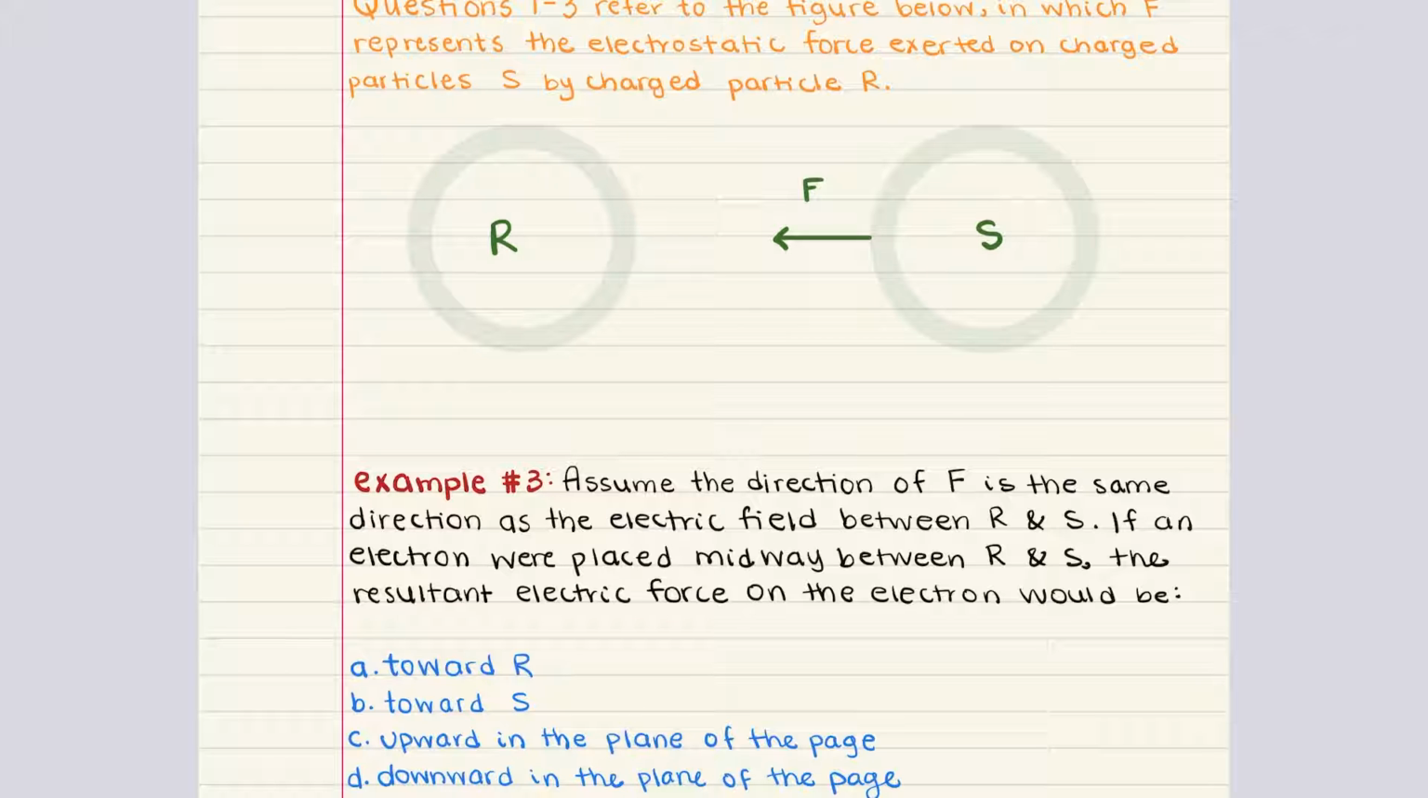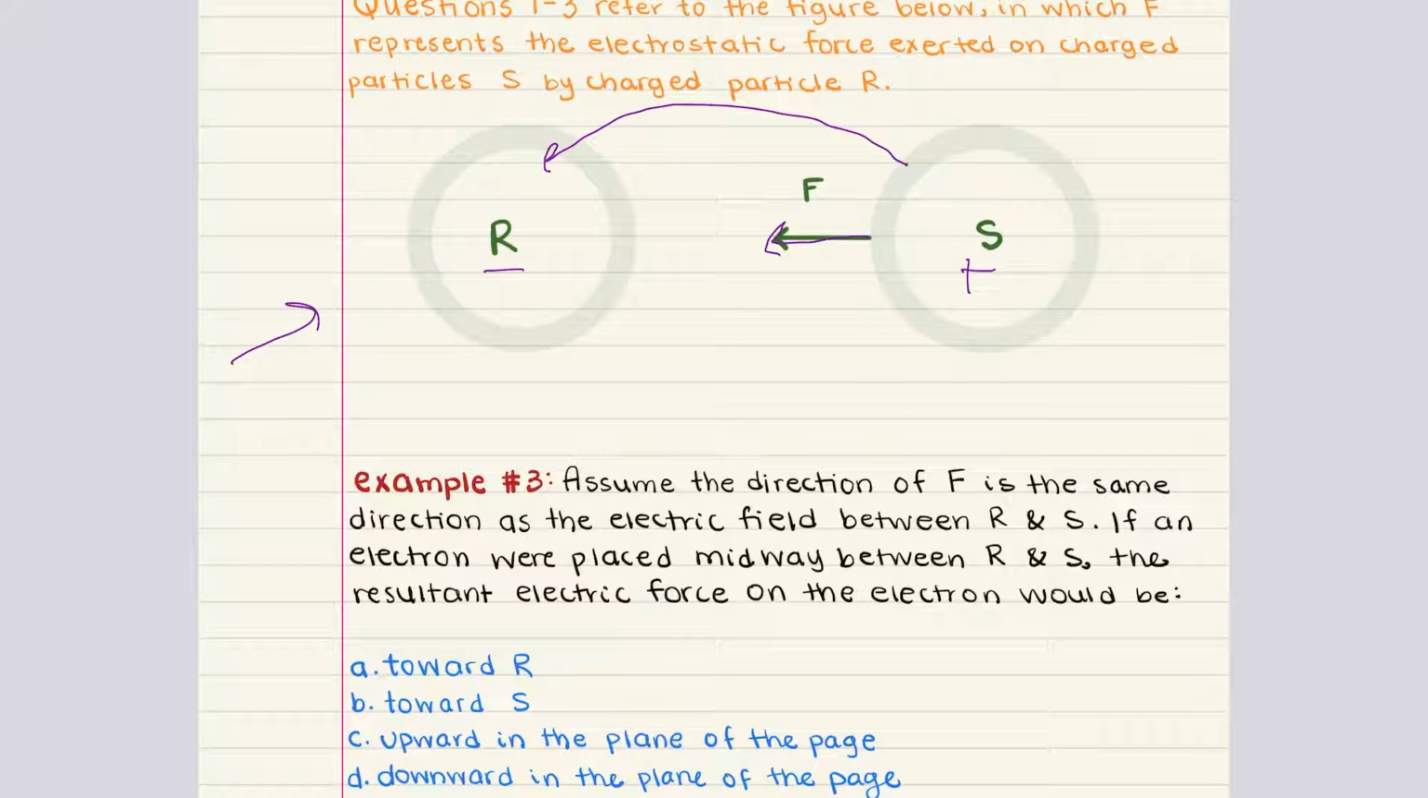So keeping that in mind, let's take a look at our diagram here. The figure shows an electrostatic force F directed from S to R. This suggests that S is a positively charged particle and R is negatively charged because electrostatic forces are attractive between oppositely charged objects. Therefore, the electric field between R and S will point from S to R, from positive to negative, as the electric field always points away from the positive charges and towards the negative charges.